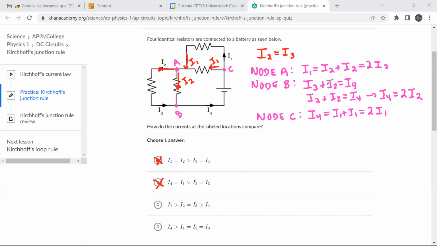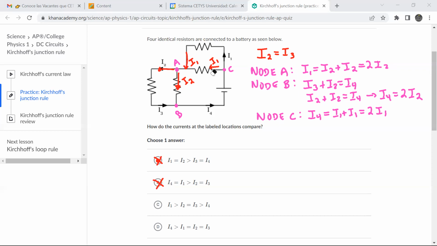Excuse me? Why in node A we don't put 2 times I1? Because there's 2 currents going in. I want 2 I1s. Yes, we have 2 I1s. Why did we only put 1? Oh, we're missing one there. That's right. Okay, wait a minute. You're right. Let me correct node A. Give me a moment.